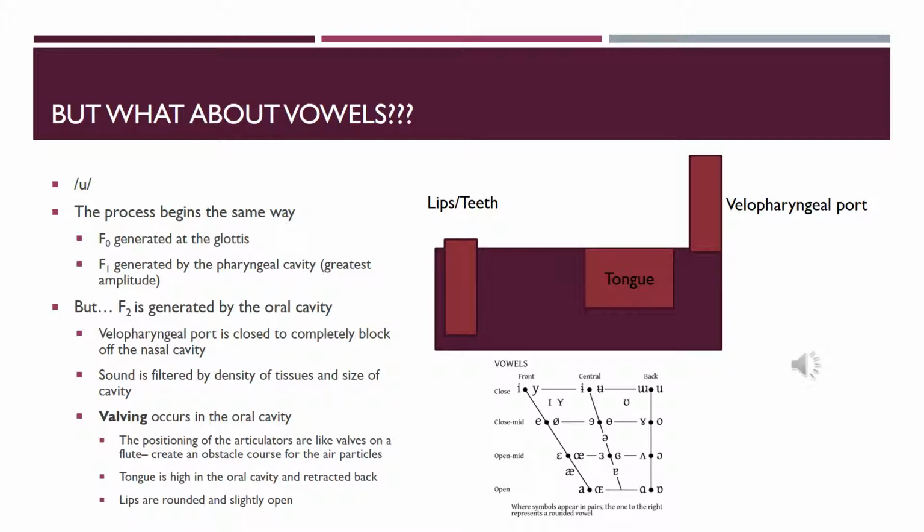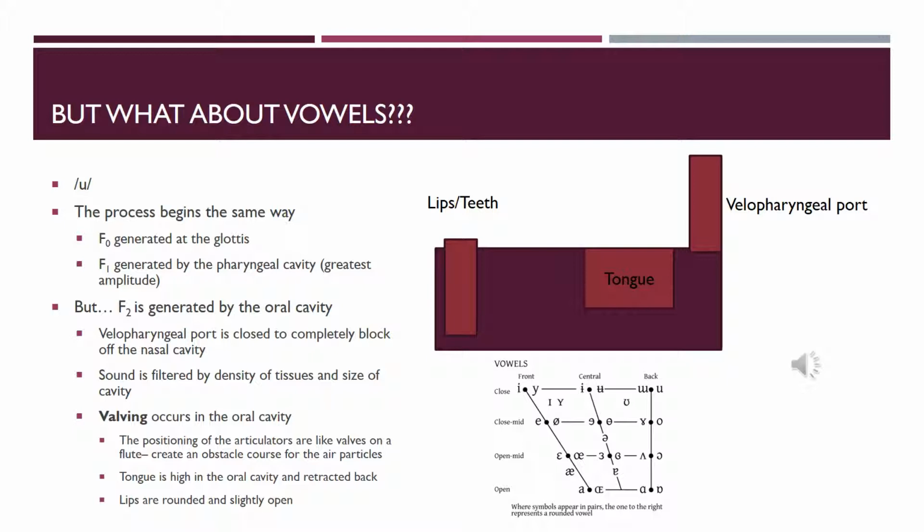The velopharyngeal port is going to be closed to completely block off the nasal cavity, and then the sound is filtered by the density of the tissues and the size of the oral cavity. This is also where we see something called valving occur. So the positioning of the articulators are like valves on a flute. They're going to create kind of an obstacle course for the air particles.